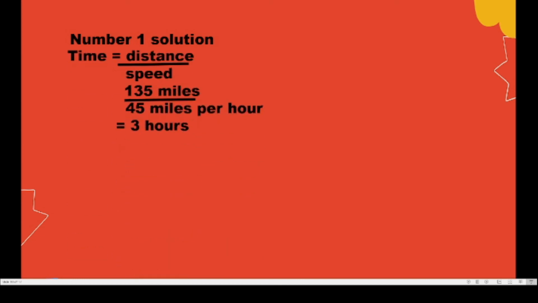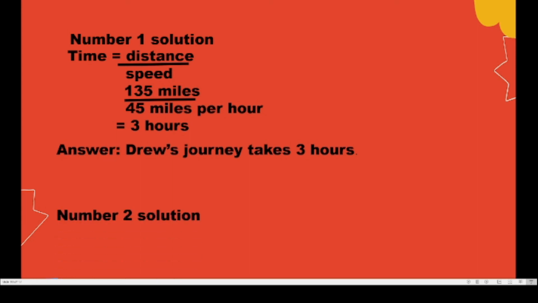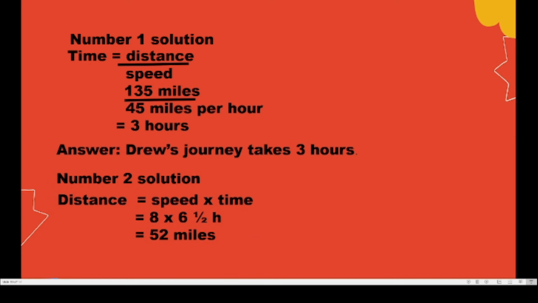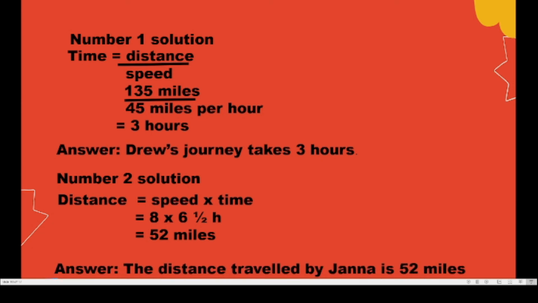Number 1, time is equal to distance over speed. Then we have 135 miles over 45 miles per hour, and the answer is 3 hours. So Drew's journey takes 3 hours. Number 2, distance is equal to speed times time. Then let us substitute our given: 8 times 6 and 1/2 hours. Then the answer is 52 miles. The total distance traveled by Jana is 52 miles.